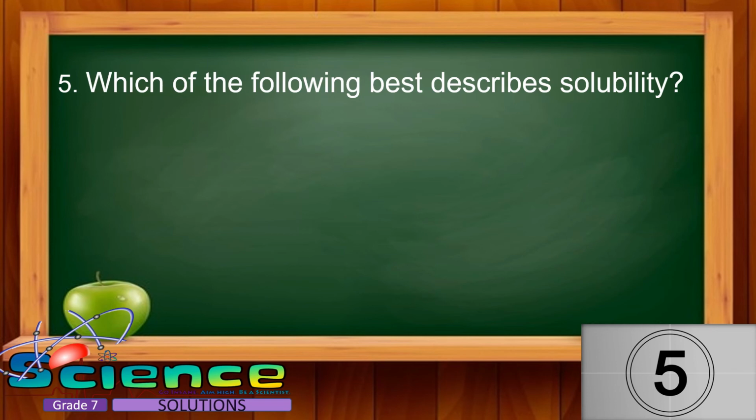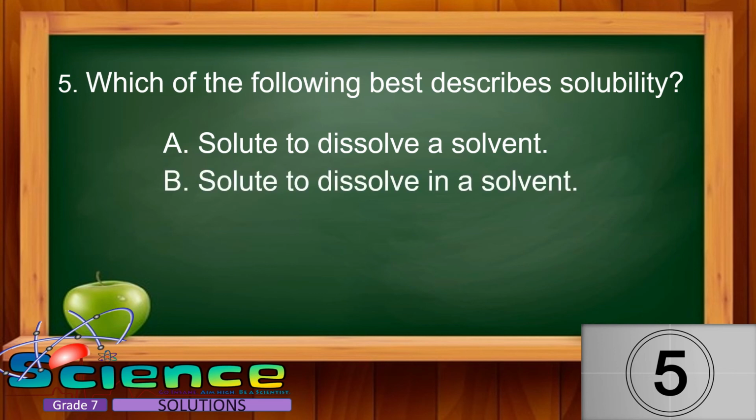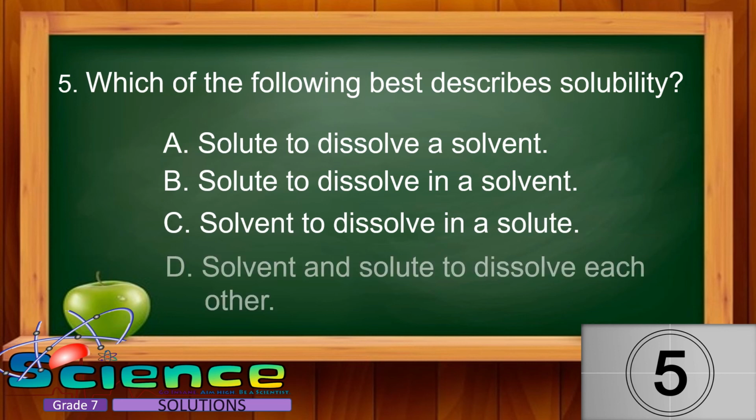Which of the following best describes solubility? Letter A, solute to dissolve a solvent. Letter B, solute to dissolve in a solvent. Letter C, solvent to dissolve in a solute. And letter D, solvent and solute to dissolve each other. If your answer is letter B, you got it right.